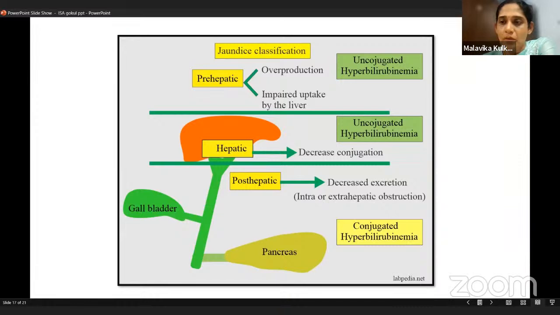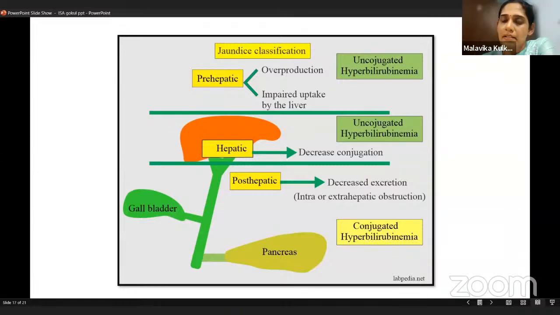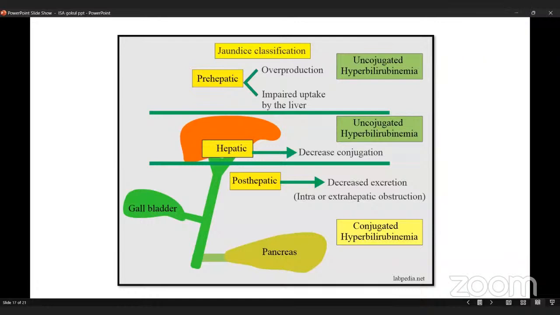Yes, ma'am. What is the half-life of albumin? Ma'am, 18 to 20 days, ma'am. How much albumin is synthesized in the liver? Ma'am, 15 grams of albumin is synthesized per day, ma'am.